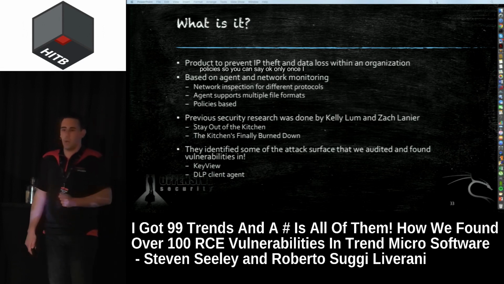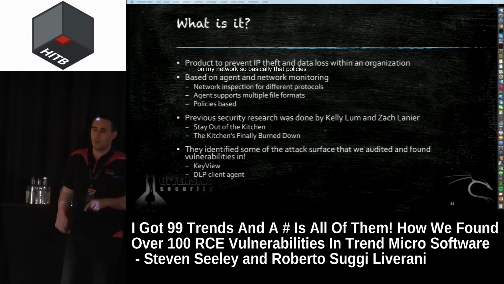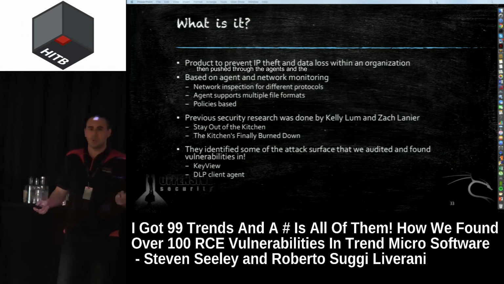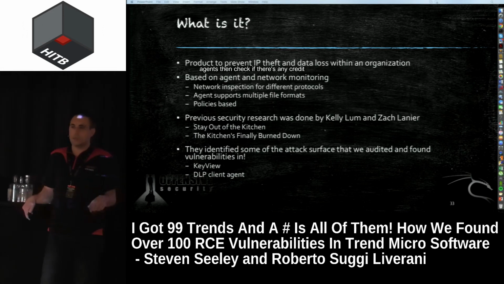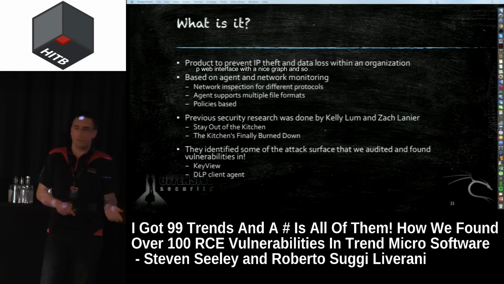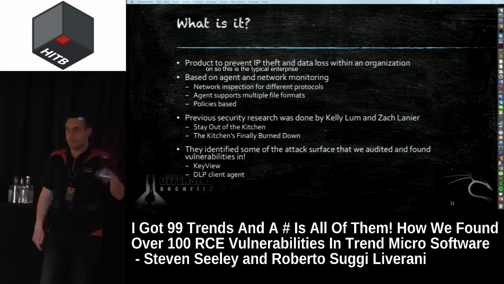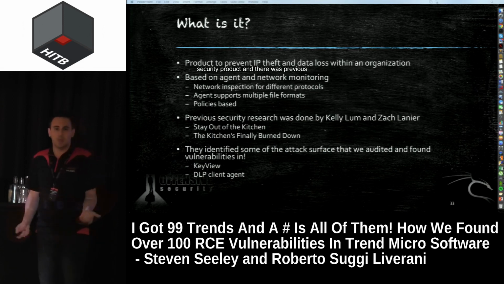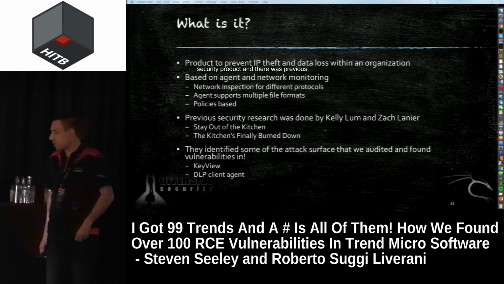So you can say, okay, I don't want any credit cards to leak out on my network. That policy is then pushed through the agents, and the agents check if there's any credit card data inside, and if there is and it is going out, it will be blocked. And then a report will be generated inside the DLP web interface with a nice graph and so on. So this is the typical enterprise security product.